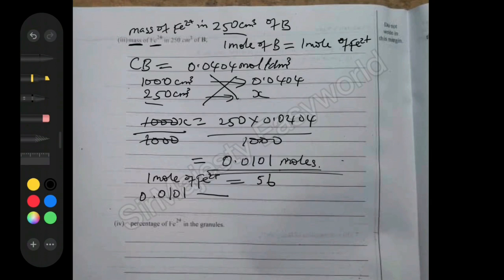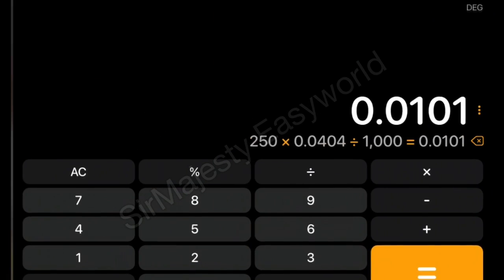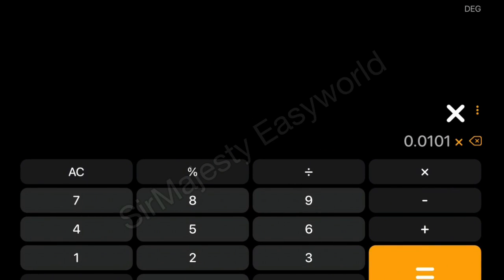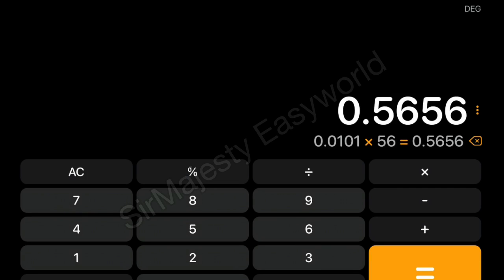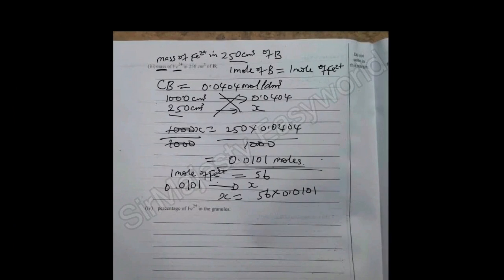0.0101 moles will be what? x. We just have to multiply 56 by 0.0101, so that will give us the final answer. So to the calculator department, we will just say 0.0101 times 56, which gives 0.5656.